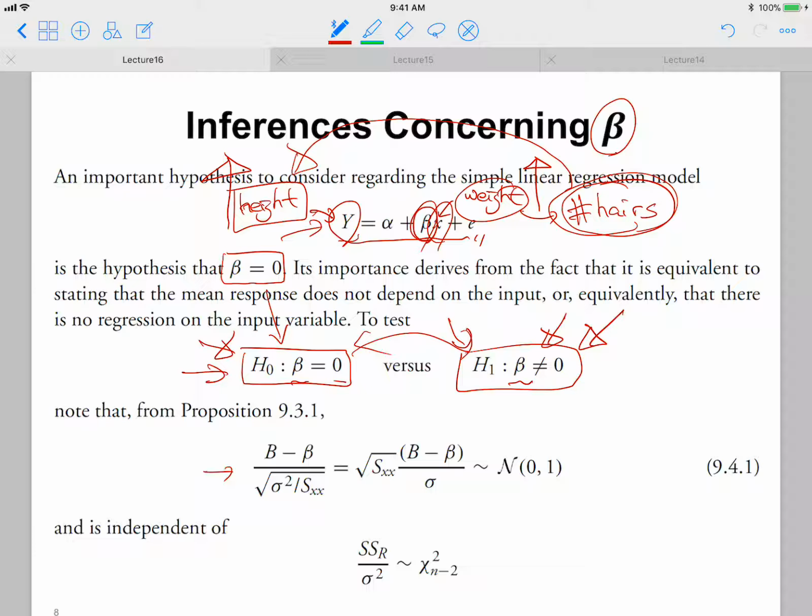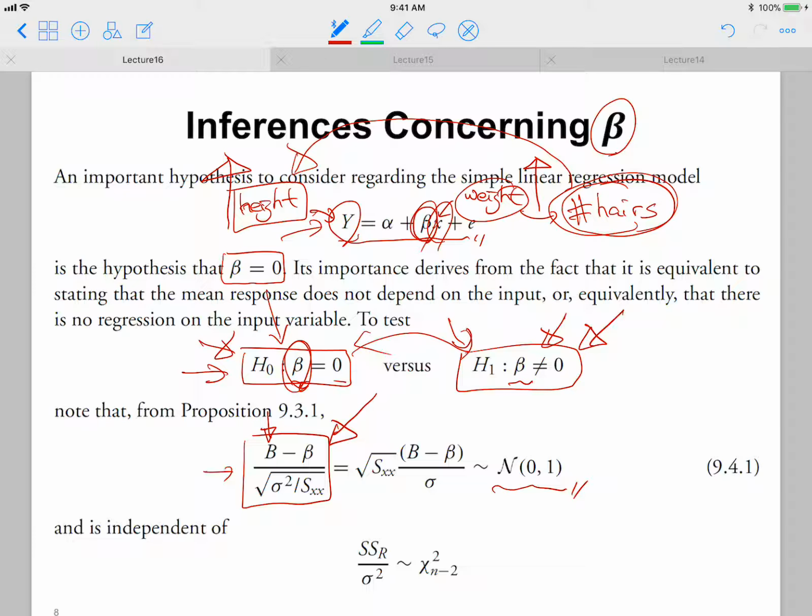Okay, and then this complicated kind of measure. This book is saying that this statistic follows the normal distribution, the standard Gaussian distribution. Let's try to understand why. We are interested in beta, and in order to do some testing on beta, we will use B, which is an estimator of beta.